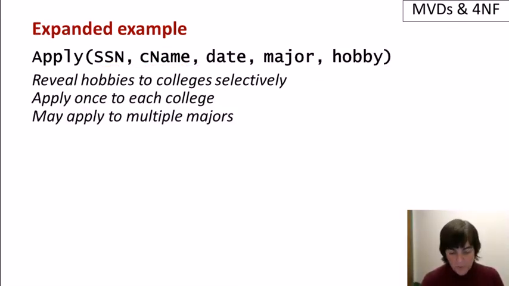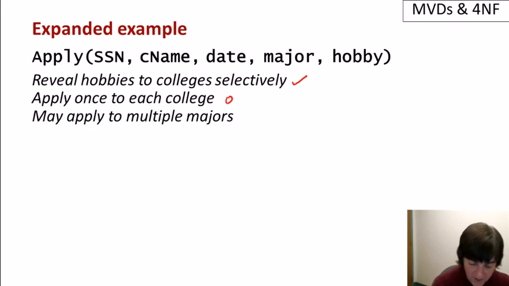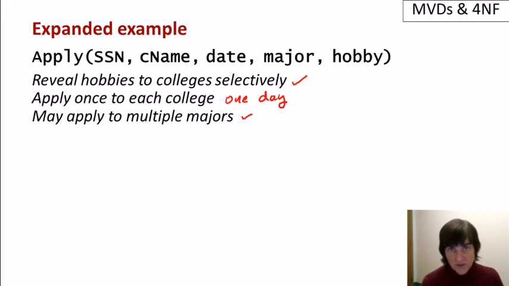Let's look at one more example before we go on to talk about properties of multi-value dependencies. I've extended the apply relation now to not only include colleges and hobbies, but also the date of application to a college and the major or majors that are being applied for. Let's continue to assume that hobbies are revealed to colleges selectively, so we don't need to have the same hobbies for each college that a student applies to. Secondly, let's assume that we restrict students to apply only once to each college. But what I mean by that is just on one day. A student can still apply to multiple majors at a single college and to different majors at different colleges.